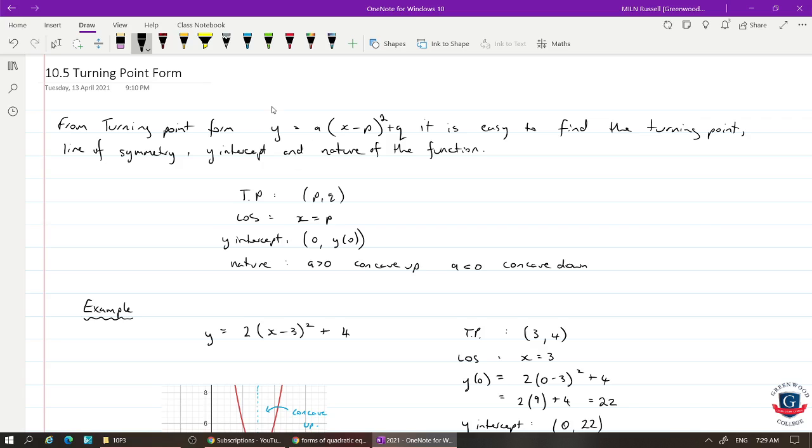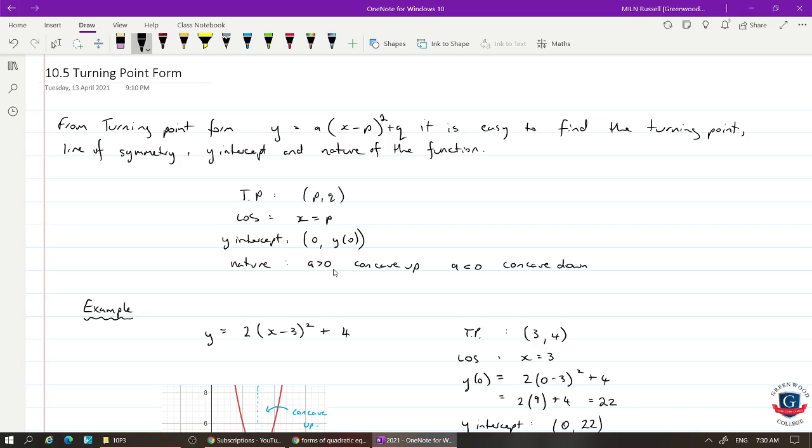So if we have a quadratic equation in this form, p and q, this p and that q, are the turning point. The line of symmetry is simply x equals p. The y-intercept, we substitute 0 into the equation, and we'll find out y when x is 0. And the nature of the function, whether it's concave up or concave down, can be found by looking at this value in front of the bracket.